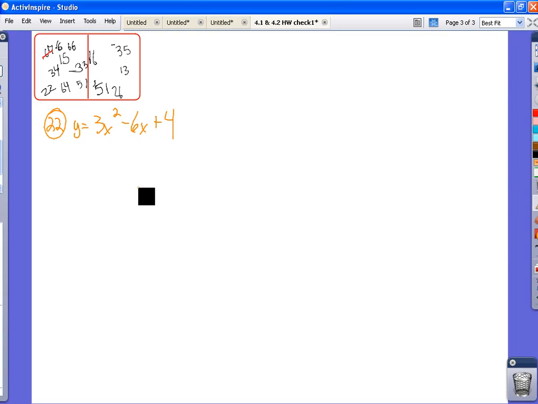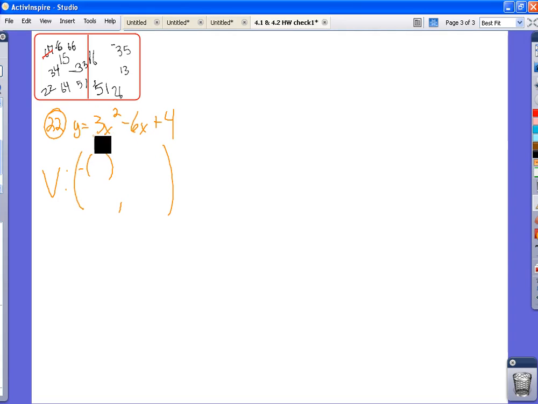So the first thing we're going to find on the graph, the what? The vertex, yeah. We're going to find the vertex. And the first part of finding that is we're going to find the x. Then we'll find the y. How do we find the x? Negative b over 2a. Exactly. What is b?